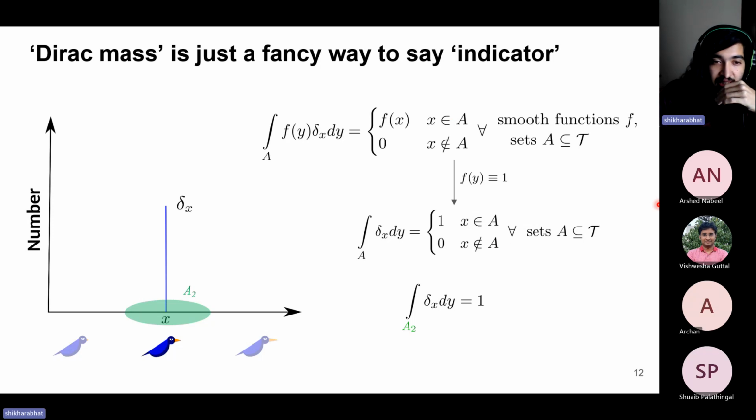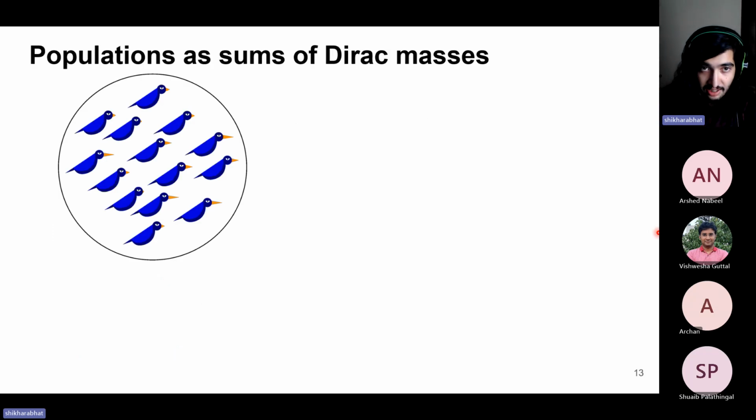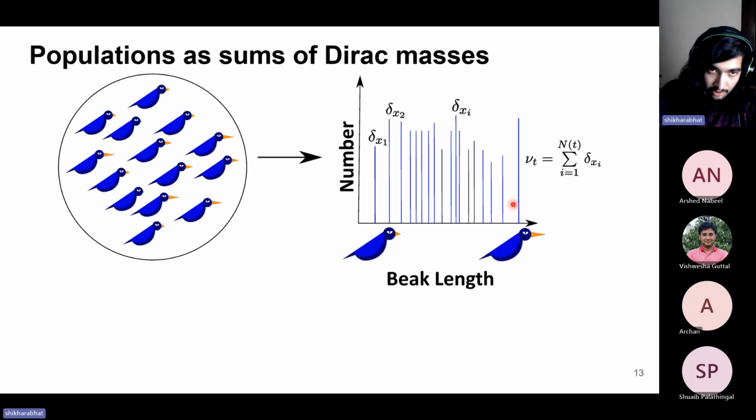Now that we can characterize a single bird as a Dirac mass, we can characterize the total population as the sum of Dirac masses. That is, for every bird in the population, we will place a Dirac mass at its trait value. So if there is a bird with trait value x1, I will place a Dirac mass at the point x1. If there is a bird at trait value x2, I will place a Dirac mass at trait value x2, and so on for every bird in the population. So I can characterize the population as a whole by this entity, which I'm calling nu, which is a sum of Dirac masses. Some basic properties of nu follow.